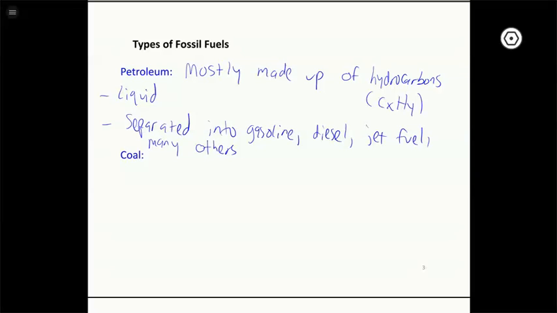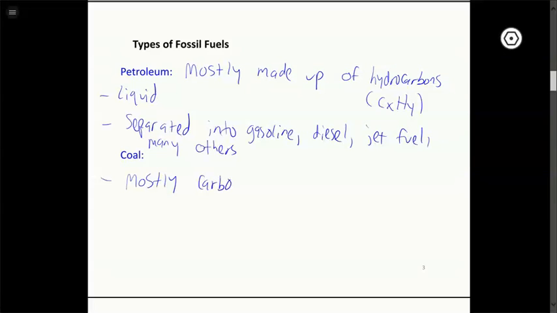The other type that we often use is coal, which is a solid form if you've ever seen it, and it's mostly made up of carbon. So it'll have some hydrogen, oxygen, sulfur, some other things in it, but most of it is carbon, and it's a solid.